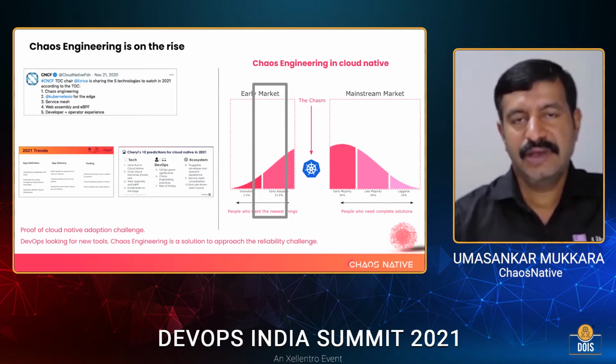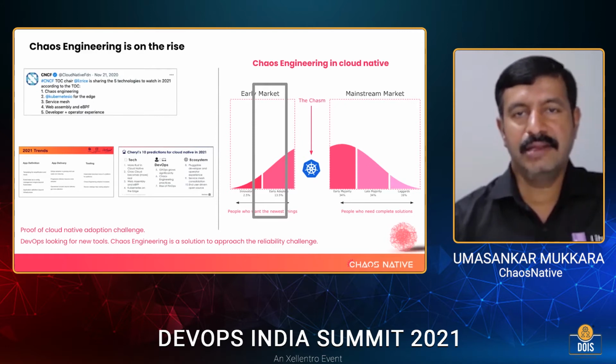CNCF announced some survey results at the end of last year, where chaos engineering was seen as the top trending technology in terms of technology adoption in 2021. And we're seeing more trends observed in big conferences like KubeCon and other surveys, where chaos engineering is being pursued as a way to handle the reliability challenge, right?